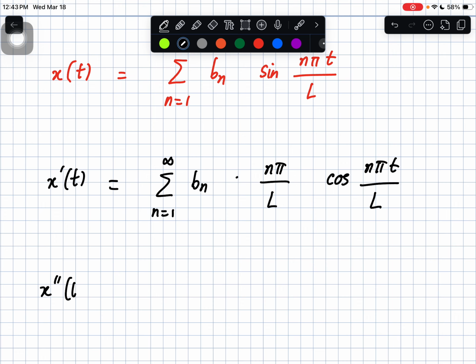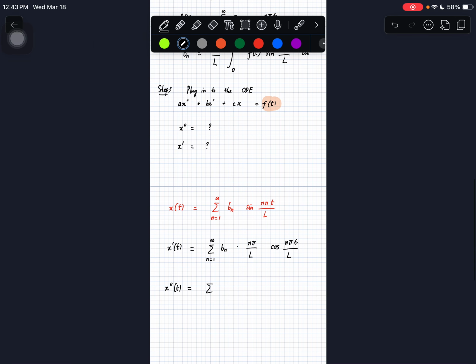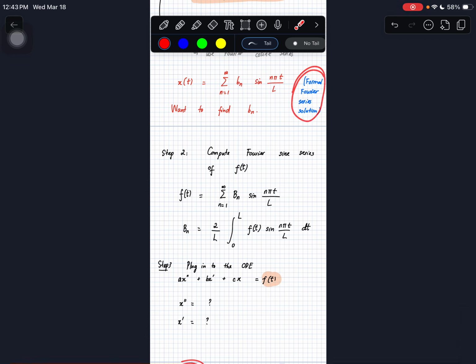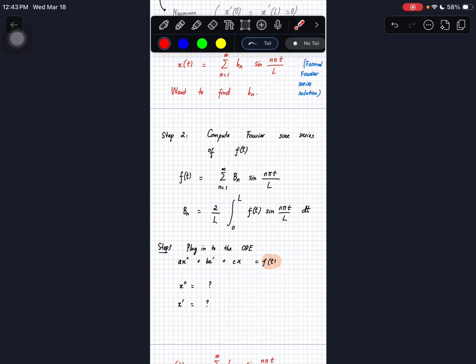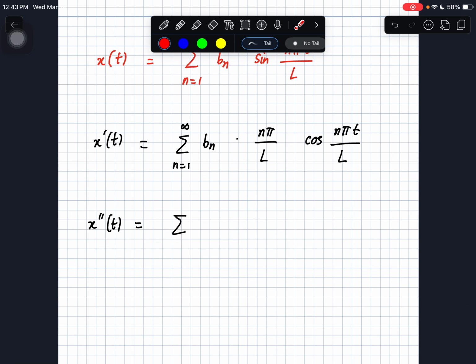For x double prime(t), we also differentiate term by term. That's why we assume the function x is so nice, so we can do that. That's why we call this a formal Fourier series solution: it's an infinite sum, and it is under the condition that we can do all this. So this is not the actual solution. It's subject to verification whether it indeed satisfies the piecewise smooth condition or not.